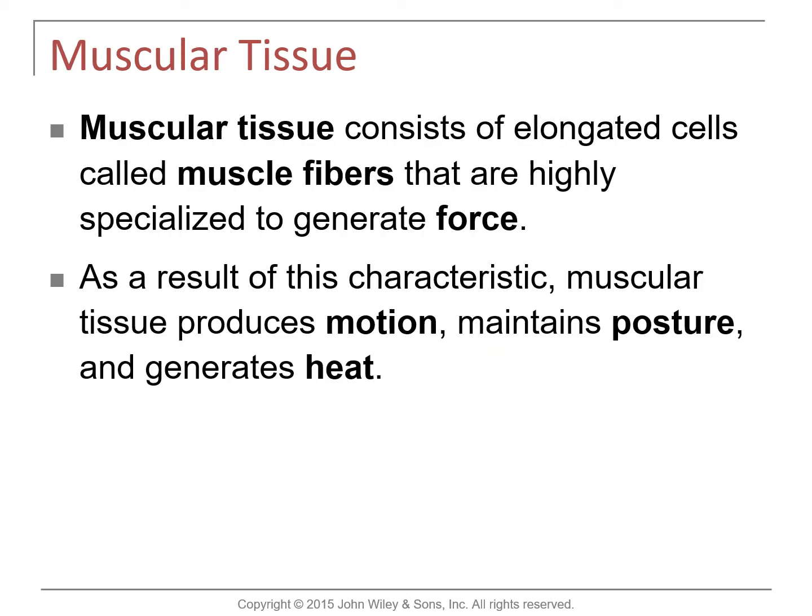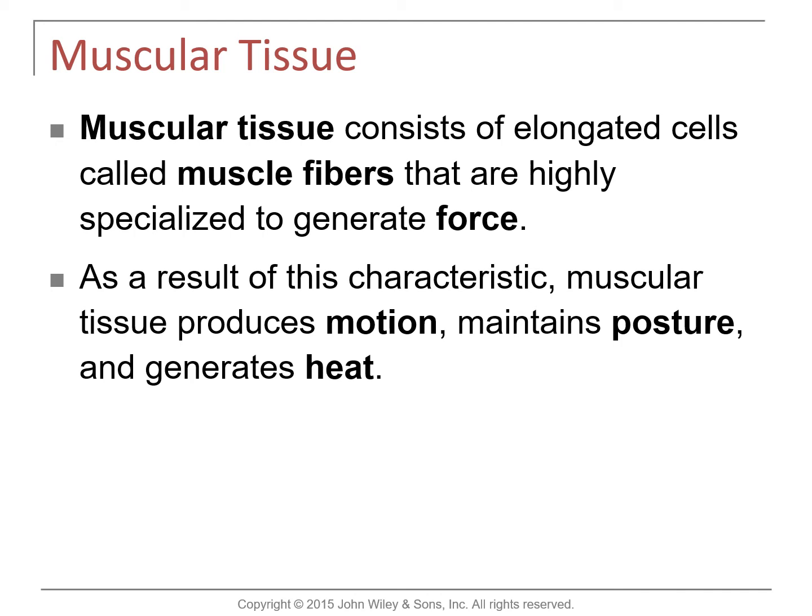So far, we have considered two of the tissue types, epithelial tissue and connective tissue. We will now move on to the third group of tissue, which is muscular tissue. Now, muscular tissue is unique because of the cells and the arrangement of the cells. Muscular tissue consists of somewhat elongated cells. In skeletal muscle, they're called muscle fibers, and they are highly specialized cells, and they are specialized to generate force.